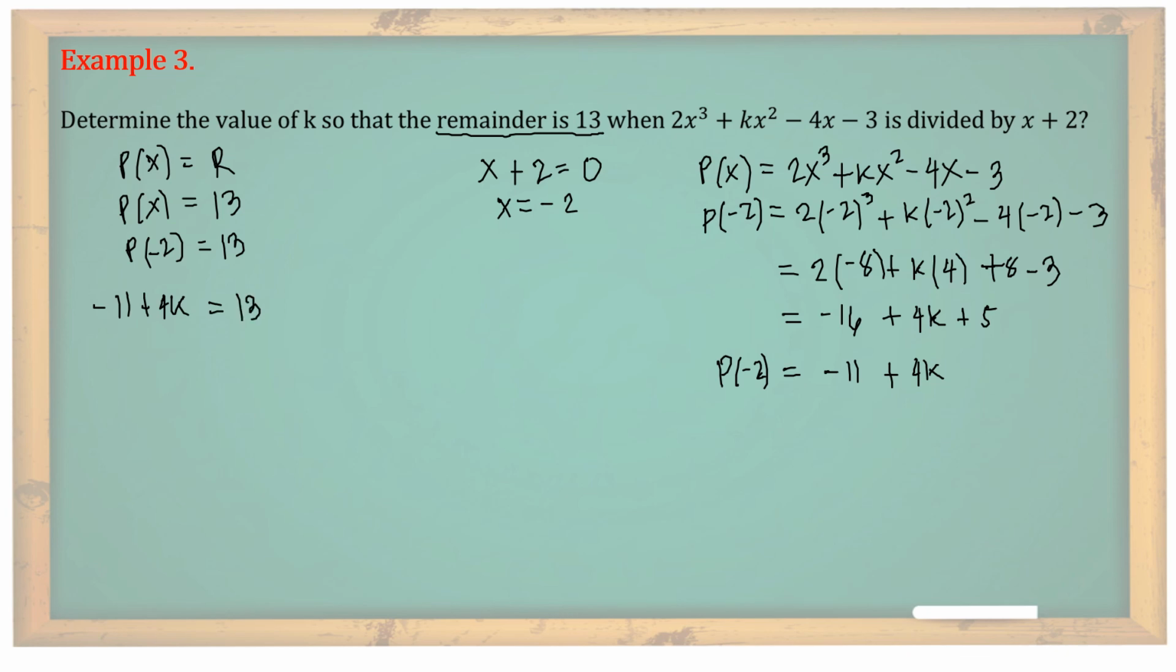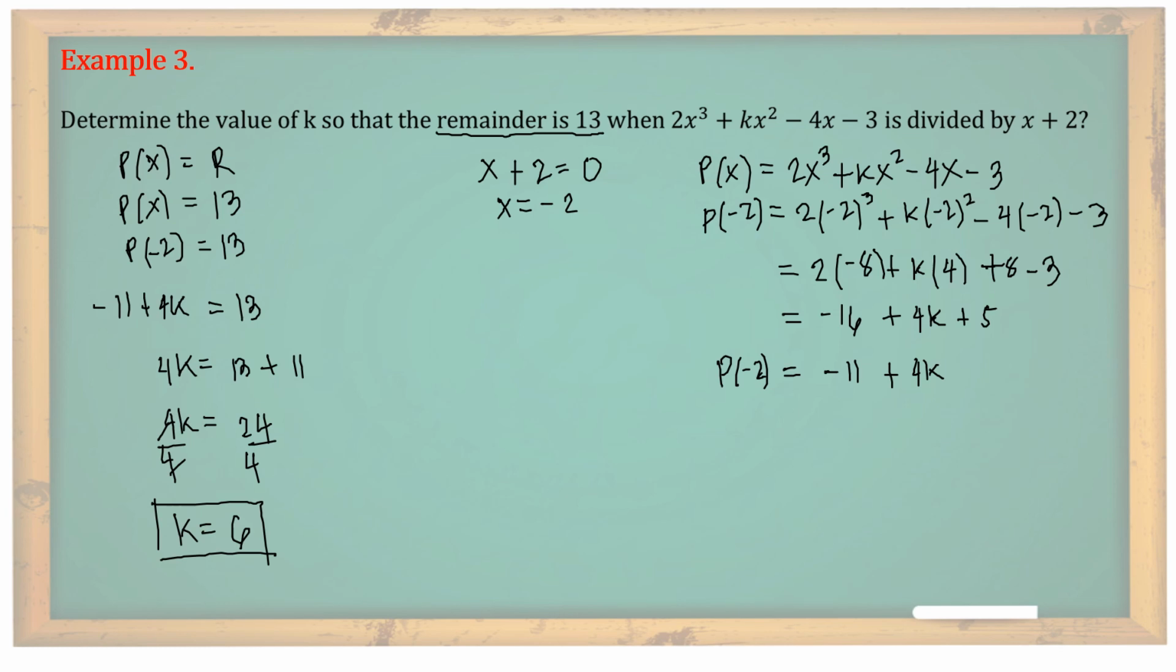Okay, and then, ilipat natin si negative 11 dito sa right-hand side ng ating equal symbol. So, that will become 4k equals 13 plus 11, and that is 4k equals 24. Okay? Then, divide both sides by 4. So, k is equal to 6. Ito ngayon yung value ni k, which is 6.